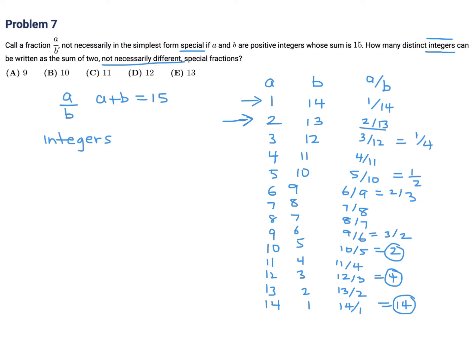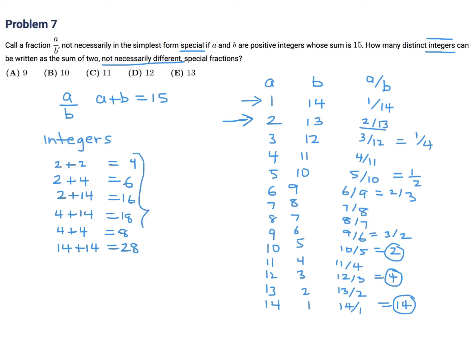Those are integers, so obviously if I add them, let's look at the integer sums. So you can have either 2 plus 2, you can have either 2 plus 4, or 2 plus 14. You can have either 4 plus 14, or 4 plus 4, or 14 plus 14. Now those are all the possible combinations. So that's going to be 4, 6, 16, 18, 8, and 28. Okay, are they all distinct? 4, 6, 8, 16, yeah, they're distinct. So I've got 6 so far.